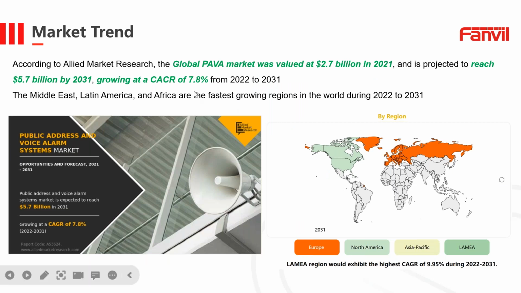Here is some information on the public address and voice alarm market. The global public address and voice alarm market was valued at $2.7 billion in 2021, according to Allied Market Research, and is growing at 7.8% from 2022 to 2031, which means it will reach $5.7 billion by 2031. So it is a big market, and the Middle East is one of the fastest growing regions in the world.